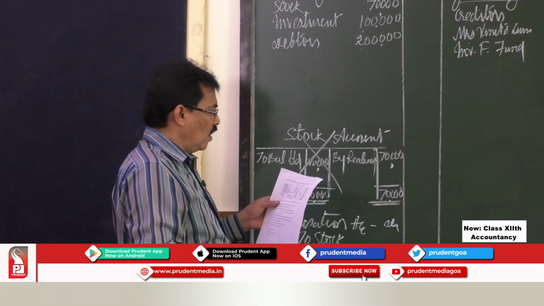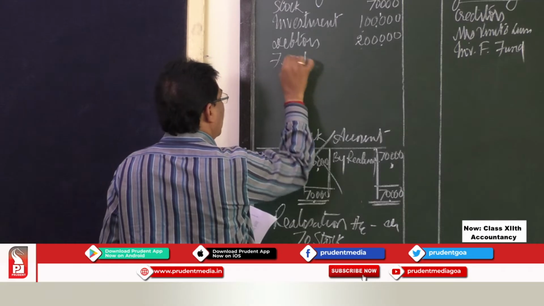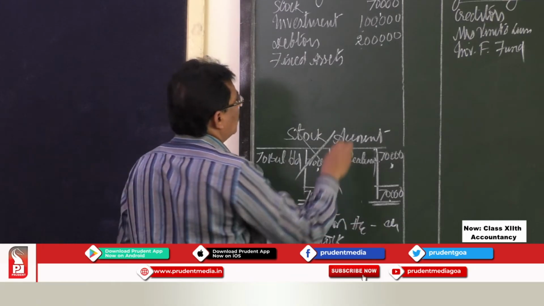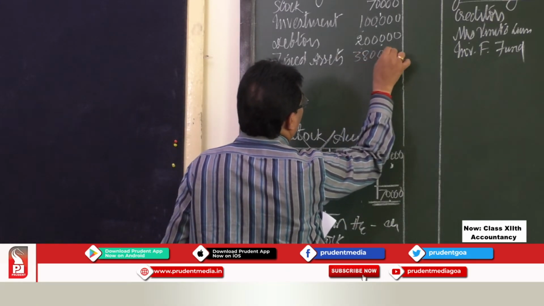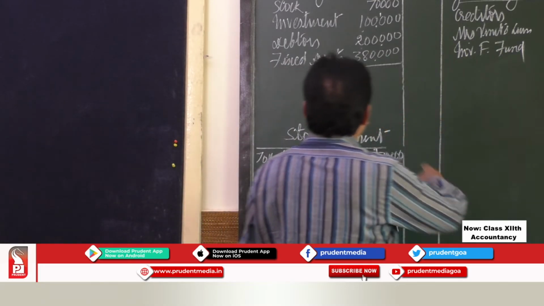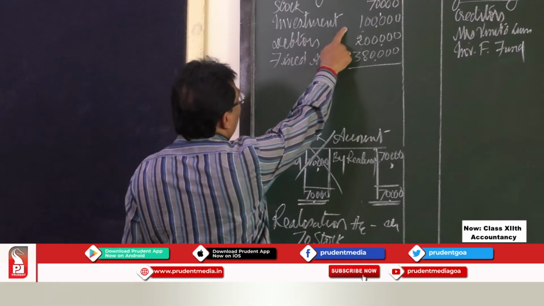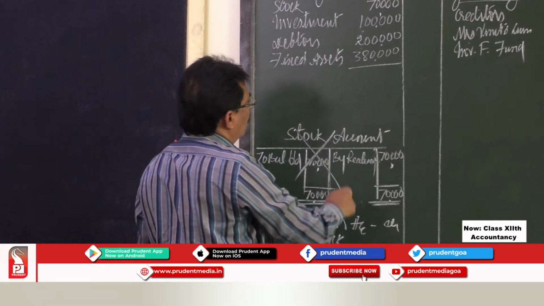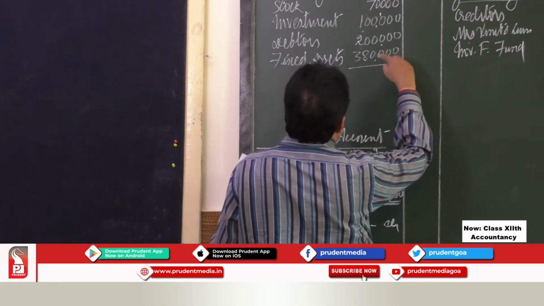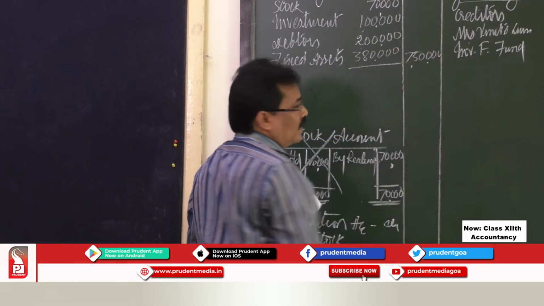Then there is one more asset called the fixed assets account. So, fixed assets also can be realized. The total value of fixed assets is rupees 3,80,000. So, this is the total assets. Stock is 70,000, investment is 1 lakh, debtors is 2 lakh, and fixed assets is 3,80,000. The total of all this, we have to put in the outer column, that is 7,50,000.